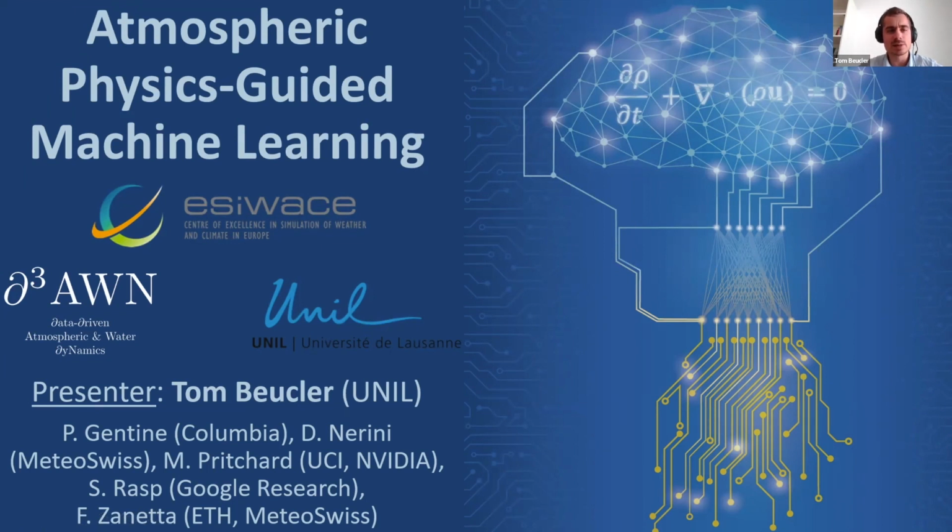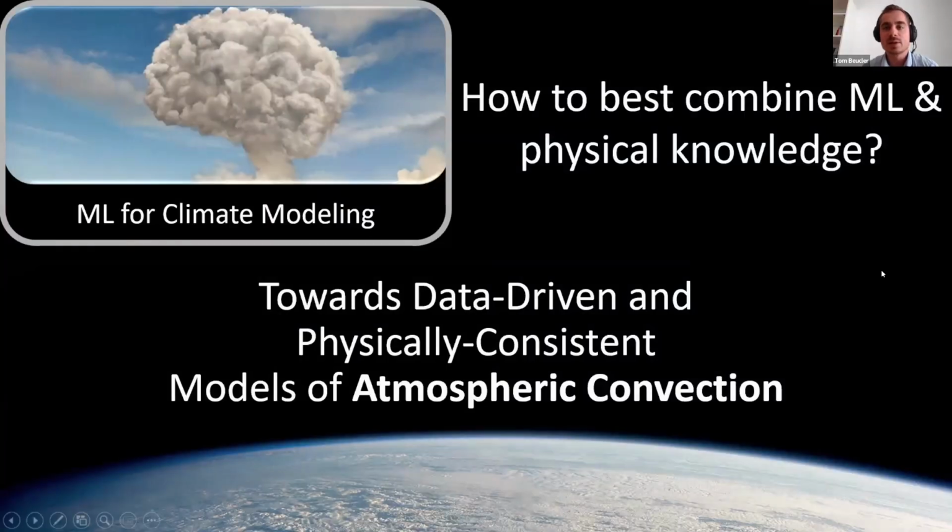Today, I wanted to present some of my work on how to use atmospheric physics knowledge to guide machine learning applications for both climate, and I'll also touch a bit on weather. We have an example, and this is a collaboration listed here with MeteoSwiss. And so this is a really general question: how can we best combine machine learning and the physical knowledge we already have about the atmosphere?